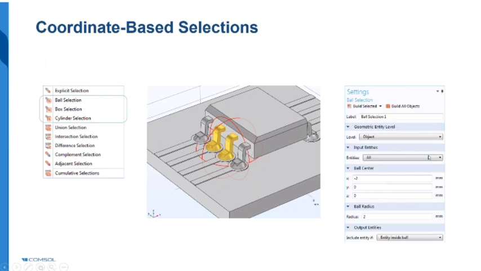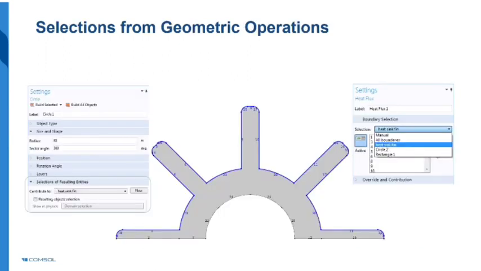The ball selection window is shown over here, wherein we specify the virtual ball's radius and the center of that ball, and whatever objects are inside this ball itself will be selected under the selection that we have created. For selections from geometric operations, whenever you are performing any geometric operation, there is an option whether you want to create some selections or not.